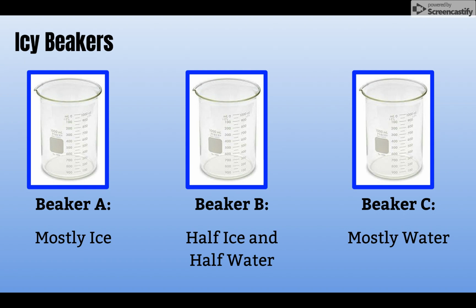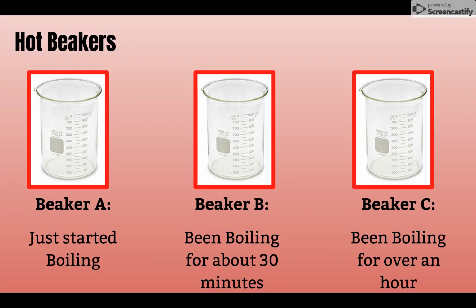So let's now go to our next question, because of course I would not give you the answer right away. I'm going to ask you something different. I'm going to ask you about hot beakers now. So beaker A, B, and C are all filled with 1,000 milliliters of water again, but beaker A has been on the hot plate and has just started boiling. We'll say it's been boiling for about 5 minutes. Beaker B has been boiling for about 30 minutes, and beaker C has been boiling for over an hour.